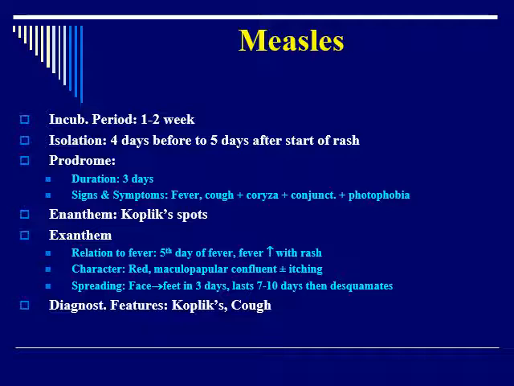What about the convalescence stage? The rash fades, leaving brown pigmentation of skin which may remain for weeks or even months and causes fine discoloration of the skin. We call it branny discoloration.